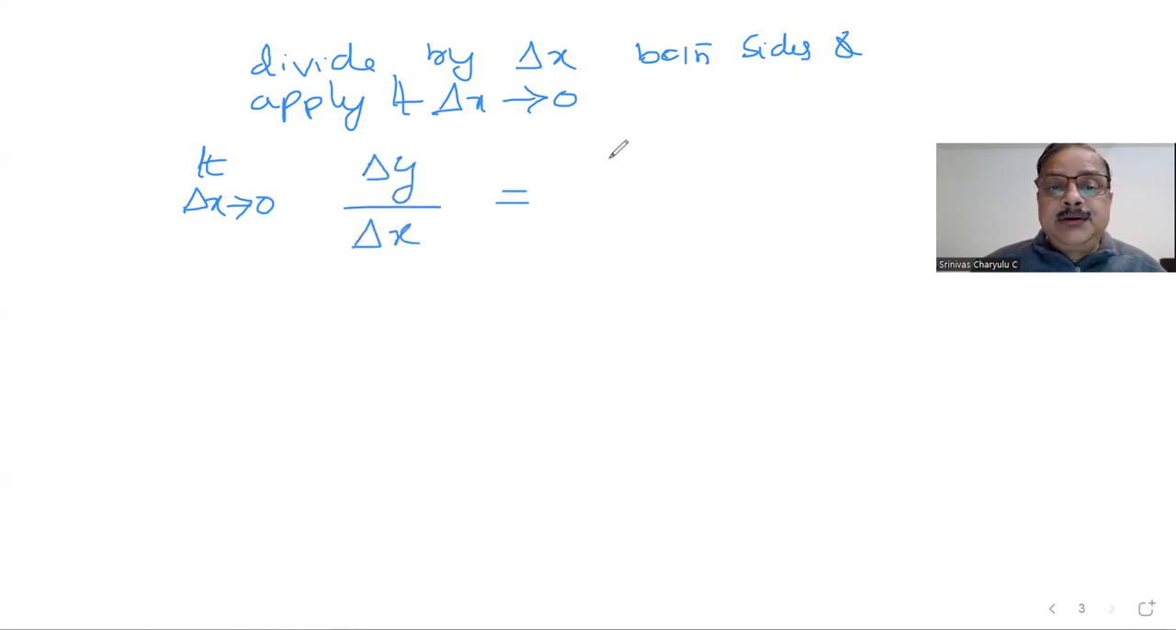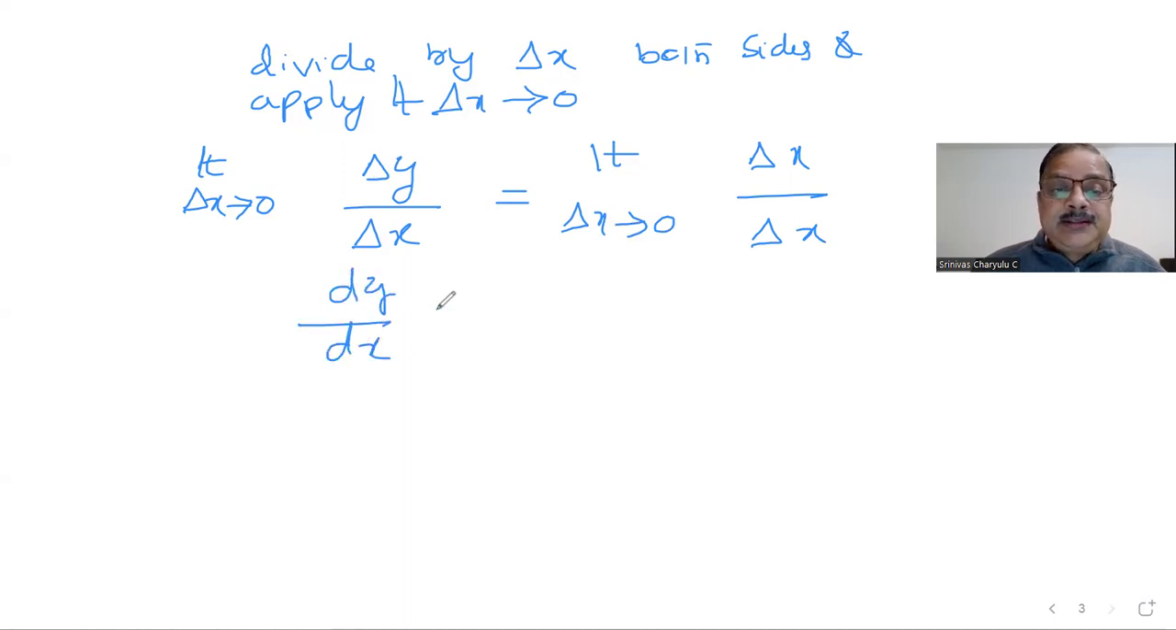Limit delta x tends to 0 of delta y by delta x is equal to, this side also we have to put the same limit delta x tends to 0. Here we are having delta x by delta x. This one, by definition just defined today, is called dy by dx, differentiation of y with respect to x. Delta x and delta x both get cancelled. So this limit will not be applied at that time, directly 1. So what did you get now? Differentiation of function y, which is defined as y is equal to x, is equal to 1. dy by dx is equal to 1.